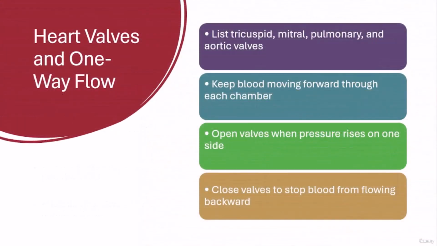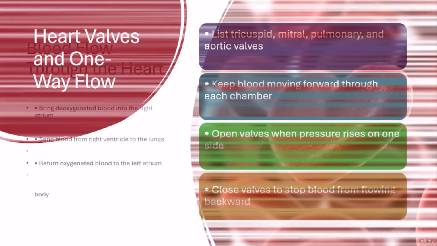The heart has valves that keep blood moving in one direction, and these include the tricuspid valve, mitral valve, pulmonary valve, and aortic valve. These valves open when pressure builds in one chamber and close when the heart relaxes so the blood does not flow backward. This simple one-way system makes sure every heartbeat pushes blood with the right amount of force.